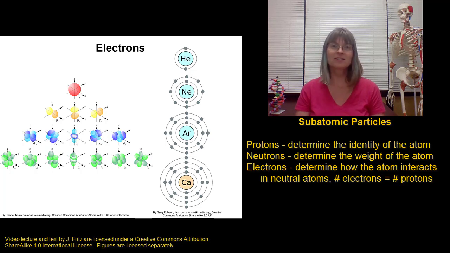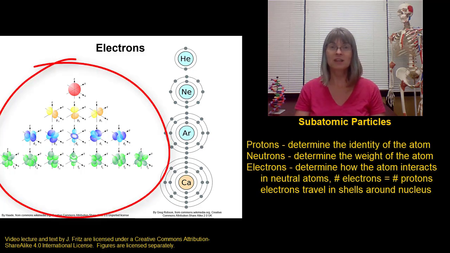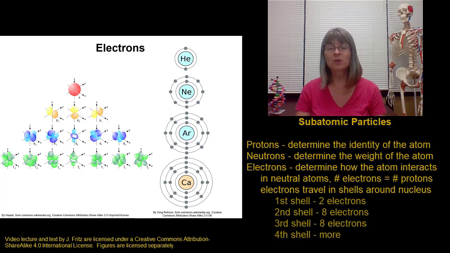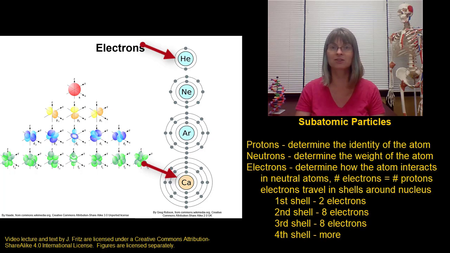The electrons exist in defined shells around the nucleus. This drawing shows us some of the predicted shapes of the shells of the electrons around the nucleus of an atom, but it's a little more complicated than we need to get into. We're going to consider that these shells of electrons are more like concentric circles or orbits around the nucleus. The first shell around the nucleus holds 2 electrons, so the first 2 electrons of any atom will go into that first or inner shell.